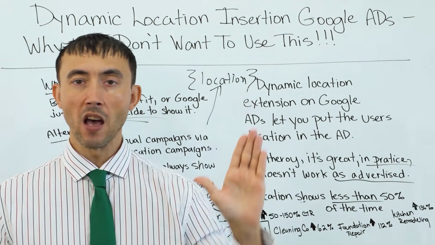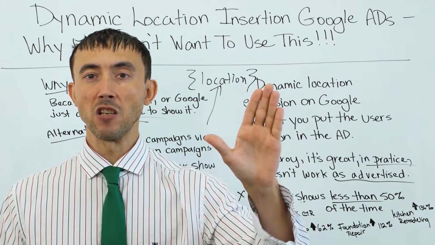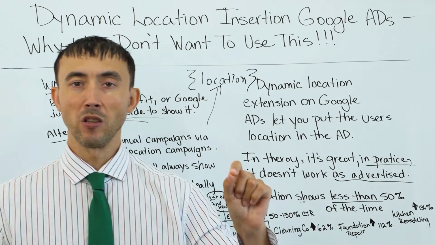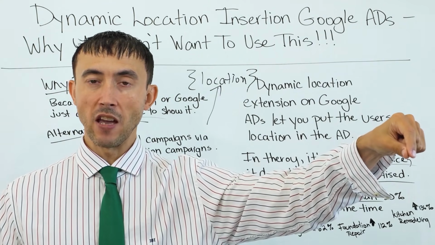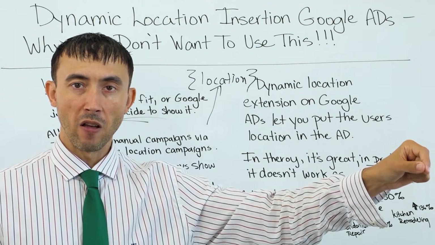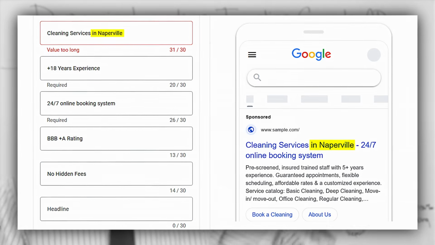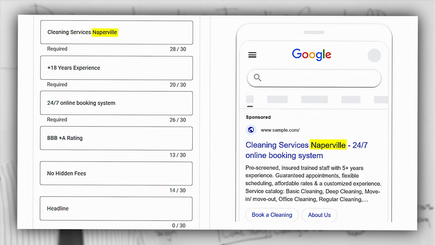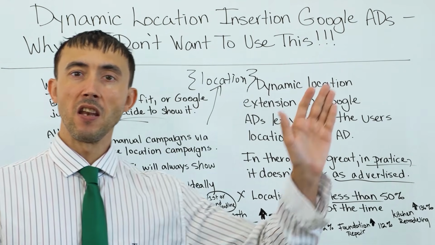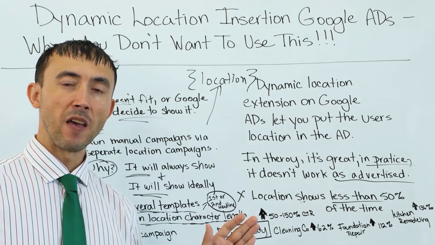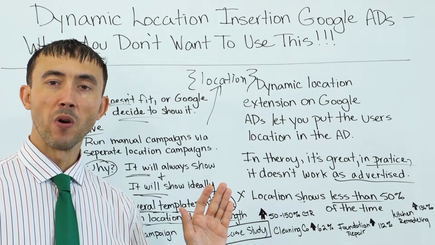Now, if that keyword's short enough, that is, it's not very many characters, given the maximum character length on the first headline is 30 characters, then to get the maximum click-through rate for that particular keyword, you say in, and then the name of the location. So cleaning service in Naperville. If that doesn't fit, the next best thing that we found is cleaning services Naperville. So in other words, you take out in. If that still doesn't fit, then you could go into the second headline. You could say best cleaning service in Naperville on the second headline. If that doesn't fit, best cleaning service Naperville. If that doesn't fit, then you could put in Naperville.